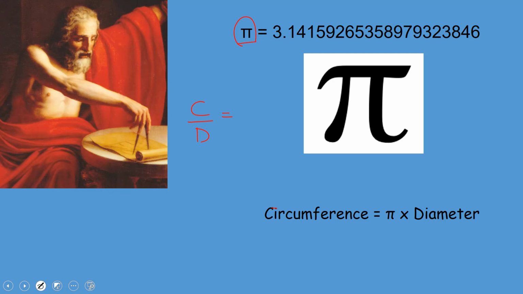So this is really important. So if you can copy this into your book. And next lesson, we're going to be looking at how we're going to use this fact that the circumference is equal to pi times the diameter and help us with some calculations.